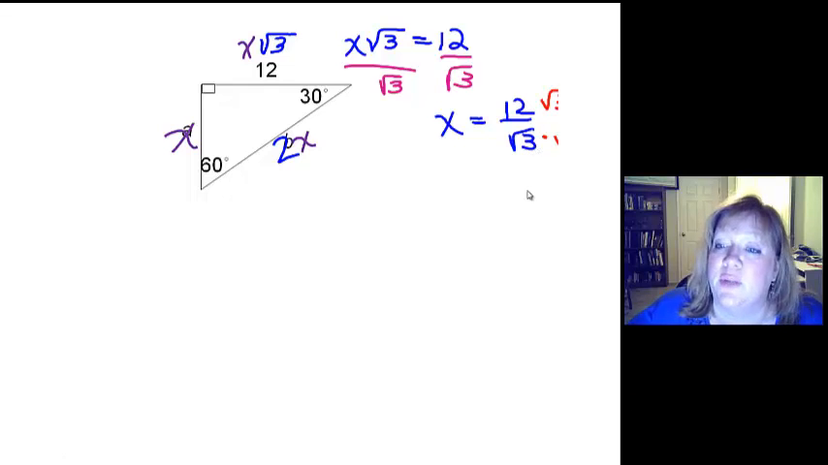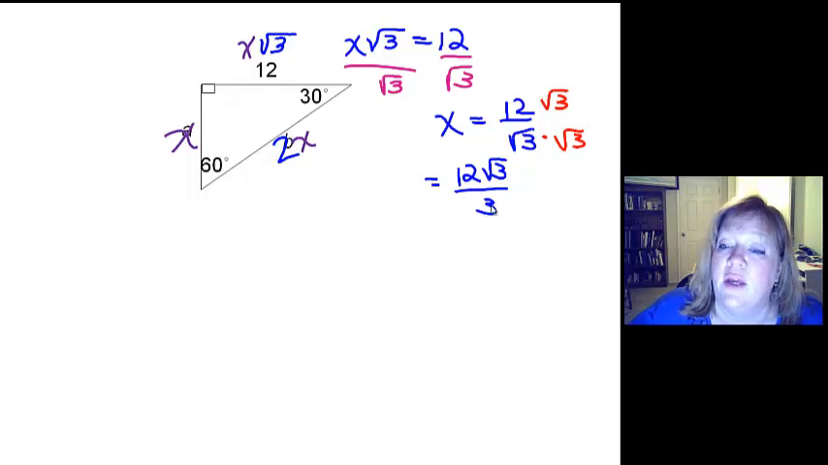Rationalize. So we're going to multiply the top and bottom by the square root of 3, so we do not have a square root in the denominator. This turns out to be 12 square root of 3. When you take a square root times itself, it cancels the square root out. So you'd have 12 square root of 3 over 3. 3 can divide into the 12 4 times. So 4 square root of 3 is our x.